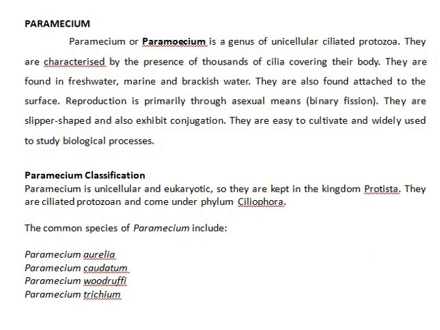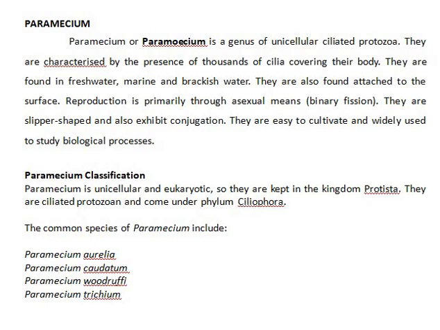Paramecium is a genus of unicellular ciliated protozoa. They are characterized by the presence of thousands of cilia covering their body. They are found in freshwater, marine and brackish water. They are also found attached to the surface.